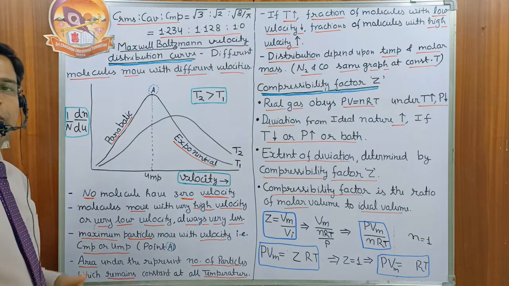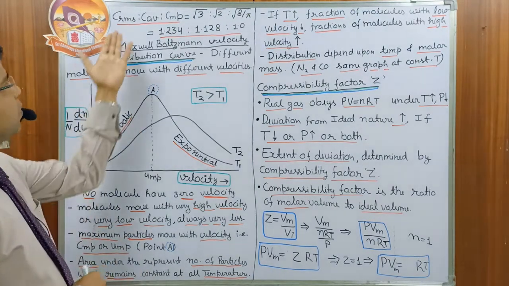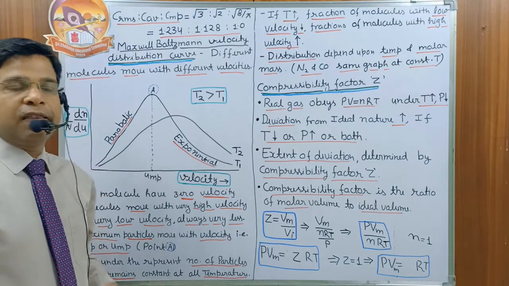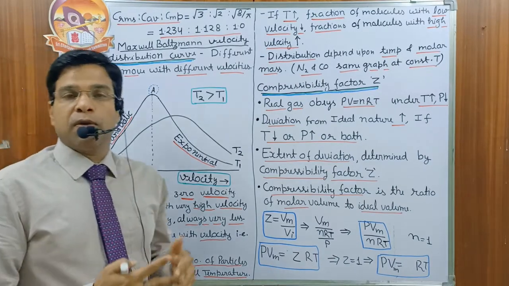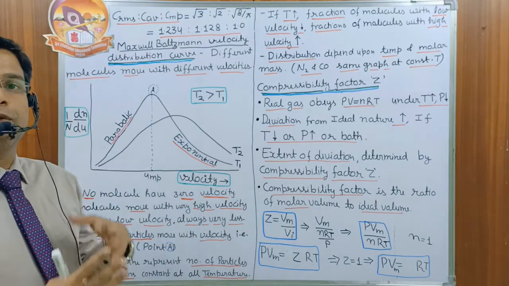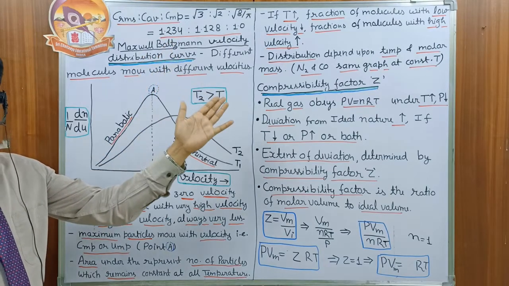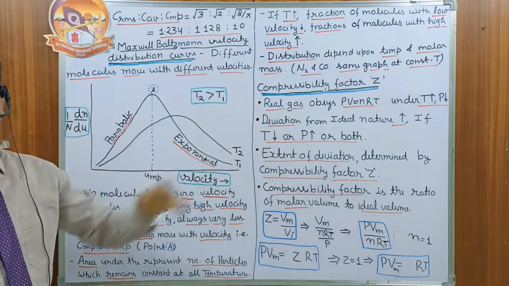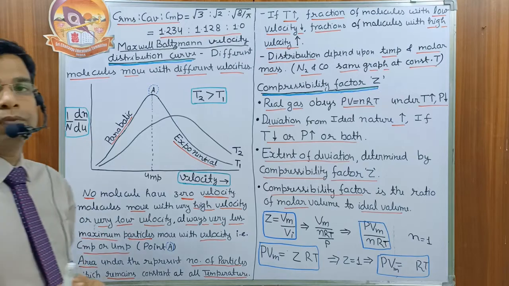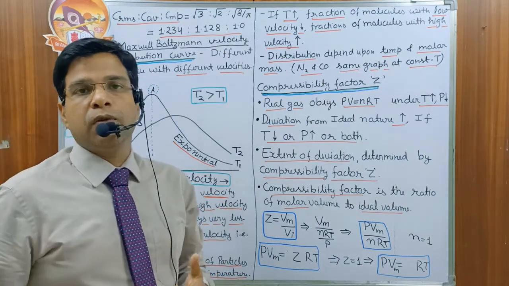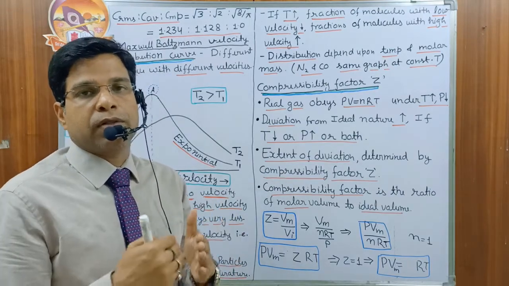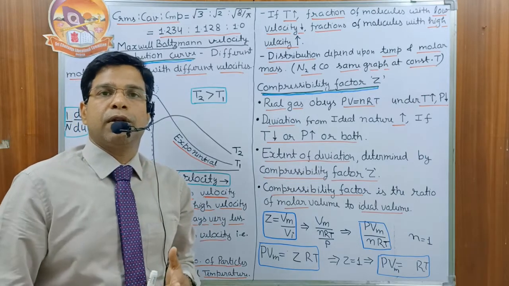If we calculate the ratio of the different velocities, that is the RMS velocity to the average velocity to the most probable velocity, then it gives the ratio under root 3 is to under root 8 by pi is to under root 2. We calculate the value, and this ratio is equal to 1.224 is to 1.128 is to 1. This means if any one of these velocities is given to us in the question, then we can calculate the remaining two velocities.